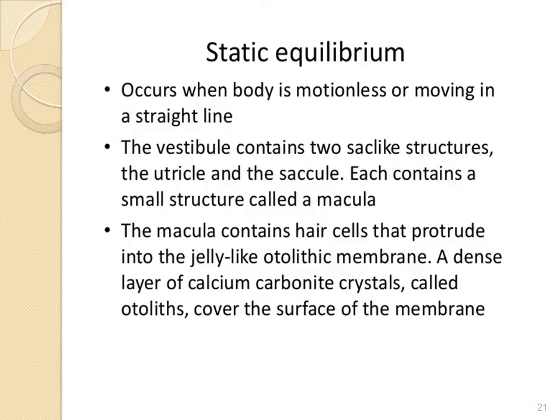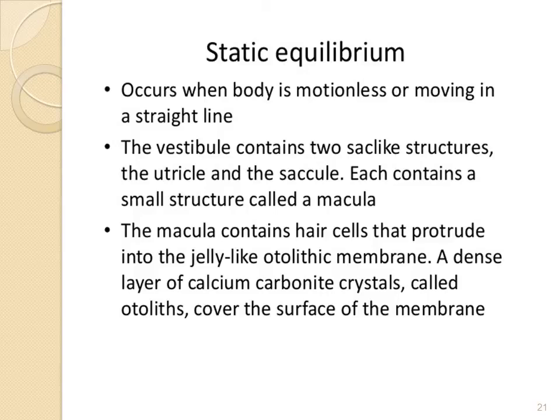The vestibule contains two sac-like structures, the utricle and the saccule, as we said. Each contains a small structure called the macula. Now, what is the macula? It contains hair cells that protrude into the jelly-like otolithic membrane. A dense layer of calcium carbonate crystals called otoliths covers the surface of the membrane.